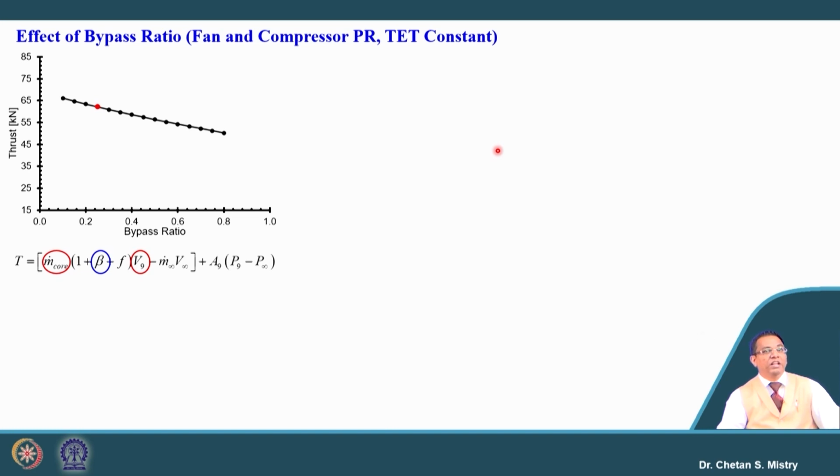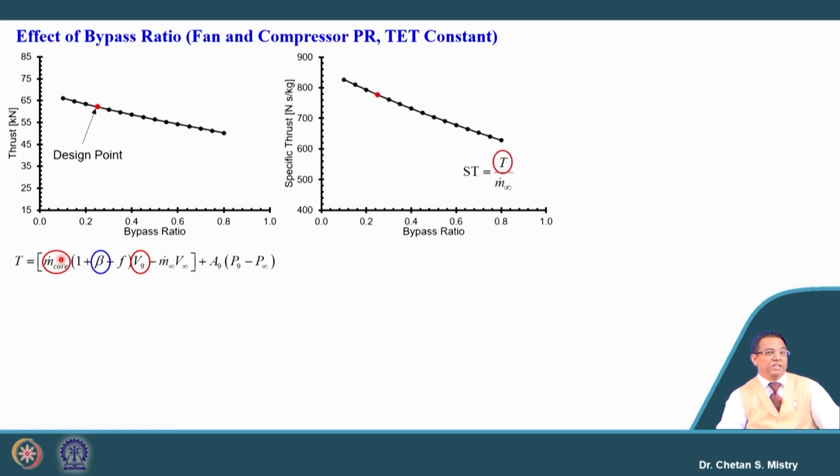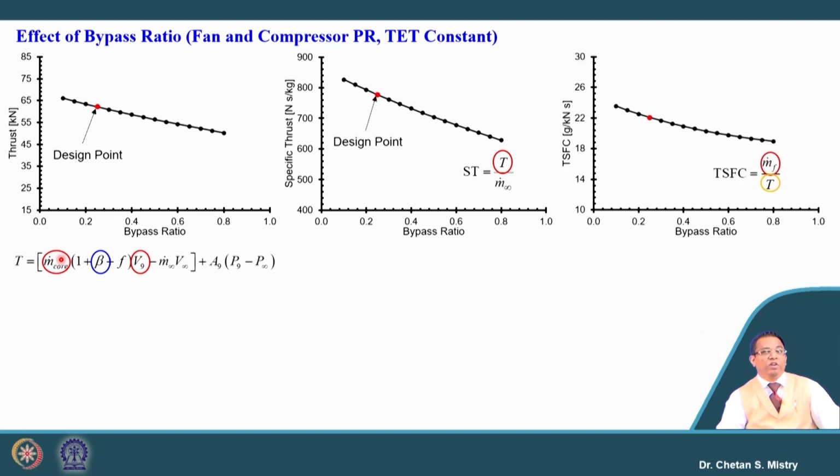When we are increasing our bypass ratio, under that configuration we will have a reduction of our exit velocity, because since my bypass ratio is increasing, accordingly my core mass flow rate going inside the engine will be on the lower side. That will lead to reduced thrust. The same trend we will get in terms of specific thrust, and if we look at my thrust specific fuel consumption, that number also is reducing with the increase of bypass ratio.